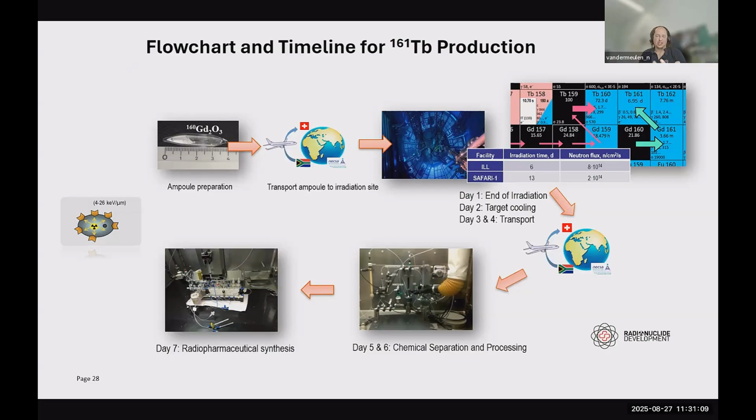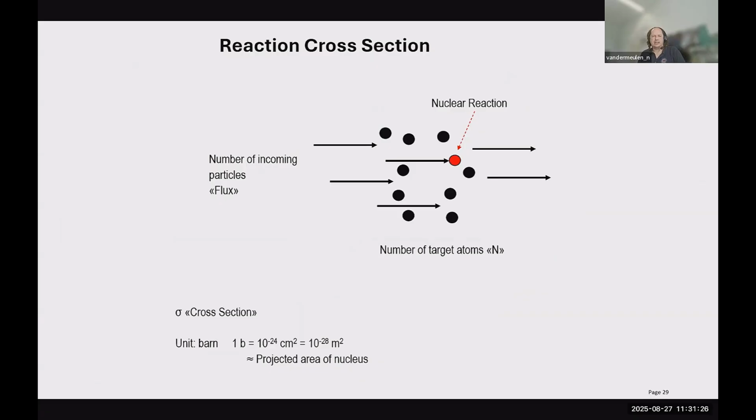And of course, then logistics also comes into play as well, because not all of us have nuclear reactors in our backyard. So it becomes such that we actually have to send the ampule away for irradiation. We have to receive the ampule back to be able to process. And so from this perspective, it becomes important.